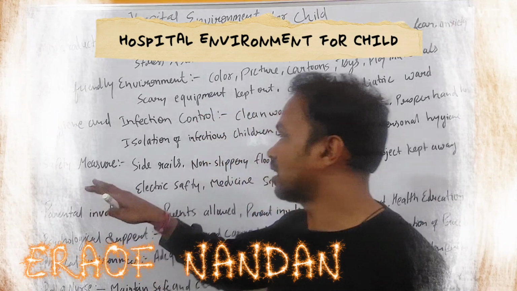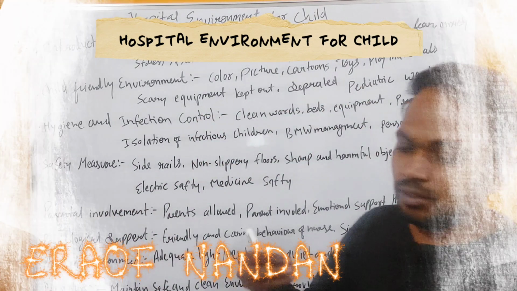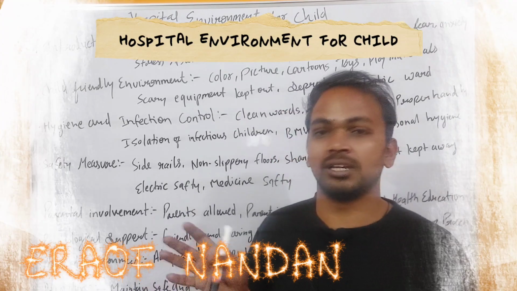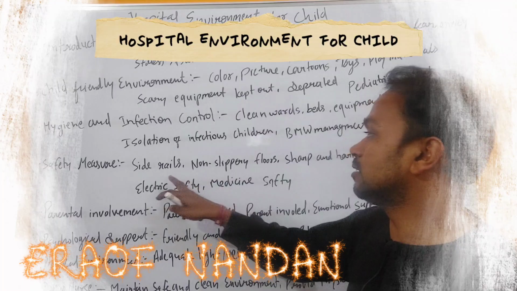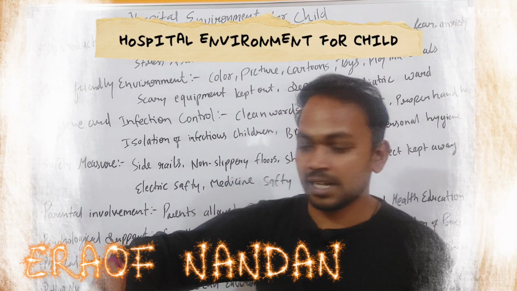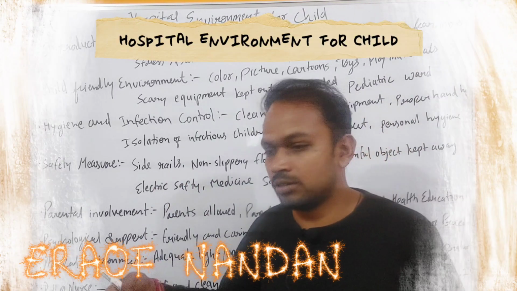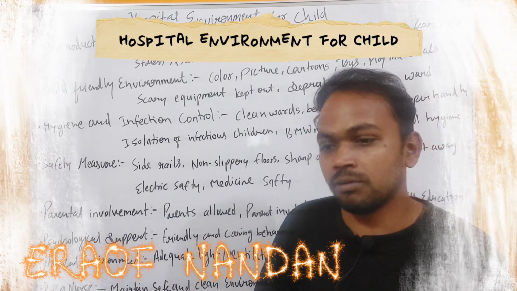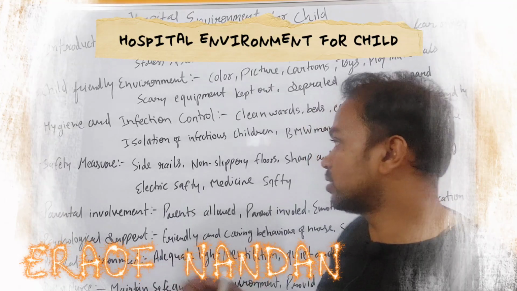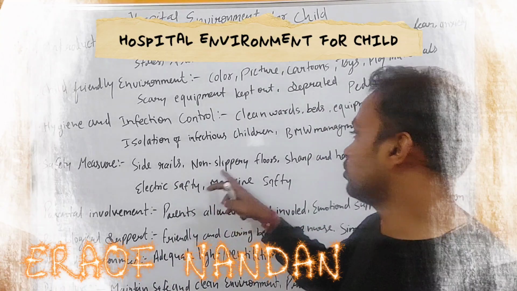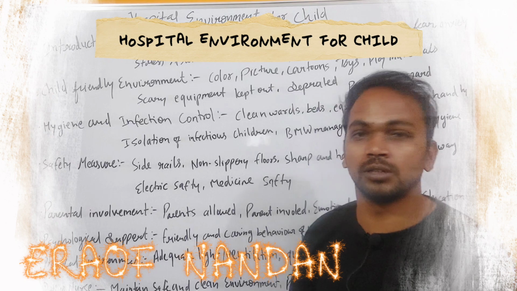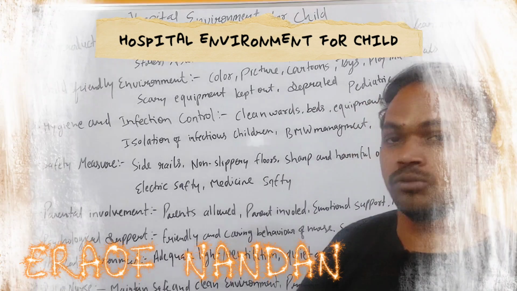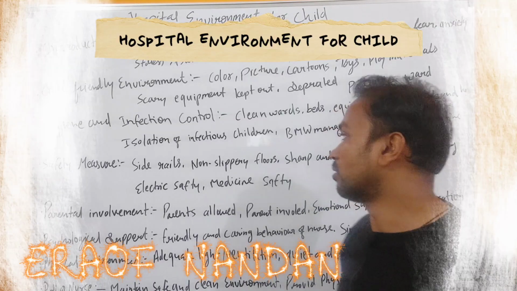Next one is safety measures for the children. Which kind of safety measures should a nurse take, how does a nurse ensure the safety of the child? So the first one is side rails. Side rails means there is a railing or a barrier on the bed so the child can't fall from that bed. It's called side rails. Then the non-slippery floor. The floor of the ward should be non-slippery, so no one slips because of sandals or anything. Tiles should be used in that ward.